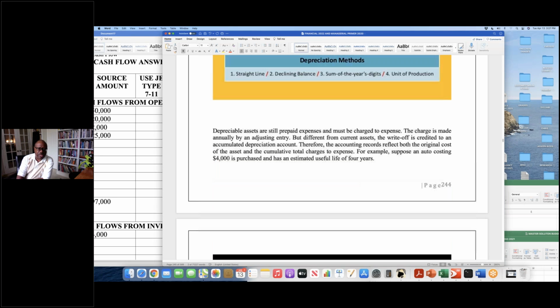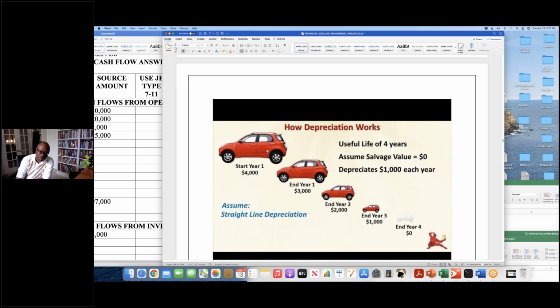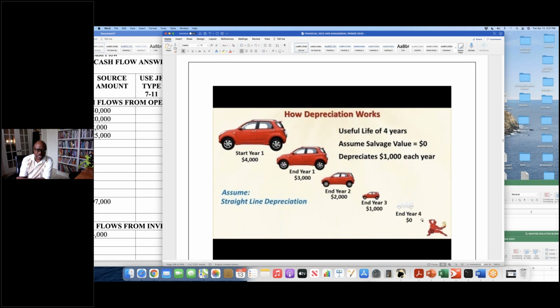When we're doing straight line depreciation, let's look at how depreciation works. You buy the car for $4,000. In year 1, you take some depreciation, and it's down to being worth $3,000. In year 2, you take some more depreciation, and it's down to $2,000. In year 3, you take some more, and it's worth less, and by the end of year 4, it's worth nothing. You had a 4-year car, and you drove it all over the place, and it went down in value to where it's worth nothing.